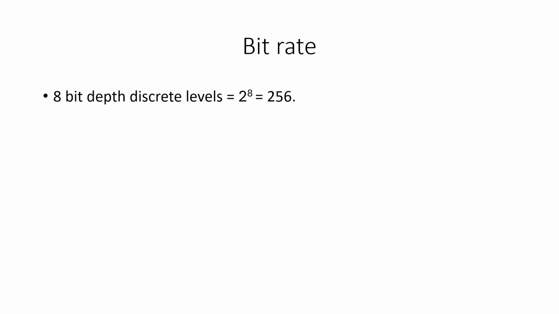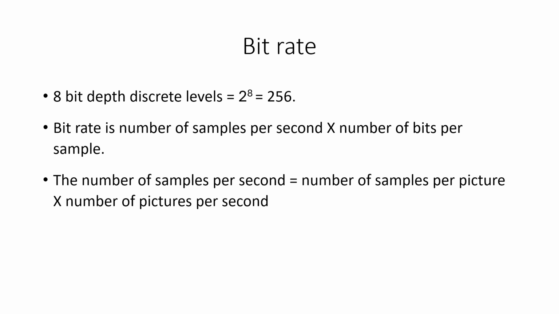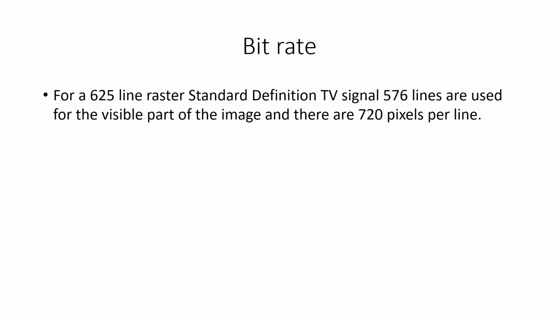As we explained earlier, 8 bits are considered to be adequate for standard definition television and DVD. Bit rate equals number of samples per second multiplied by the number of bits per sample. The number of samples per second equals the number of samples per picture times the number of pictures per second. For a 625-line raster standard definition television signal, 576 lines are used for the visible part of the image, and there are 720 pixels per line.